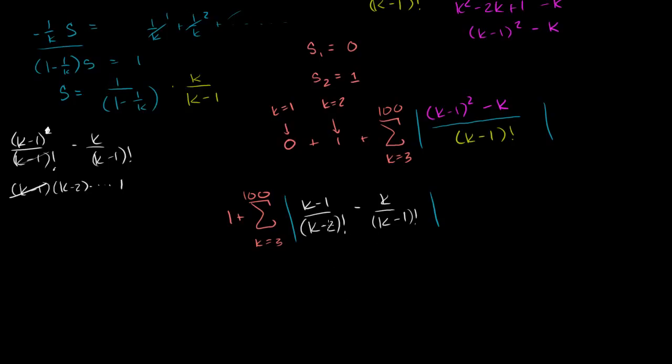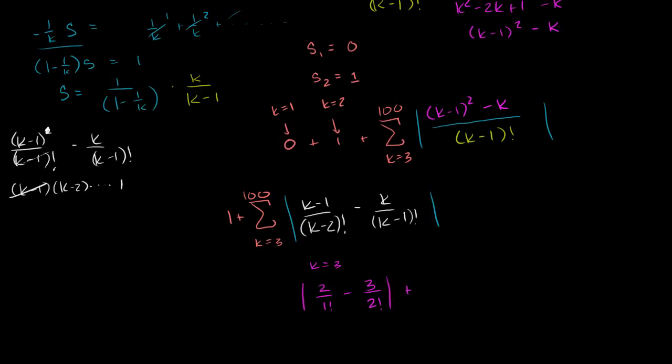Whatever the k is, you go down 1 on the numerator and down 2 on the denominator for the factorial, and then you subtract. But then for the next k, it looks like you'll have some cancel. Let's try it out with some numbers. When k is equal to 3, this expression is going to be the absolute value of 2 over 1 factorial minus 3 over 2 factorial. So that's when k is equal to 3.